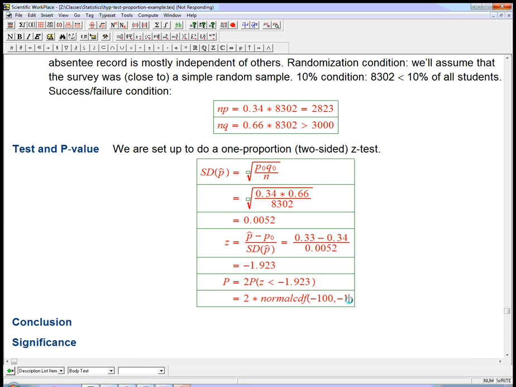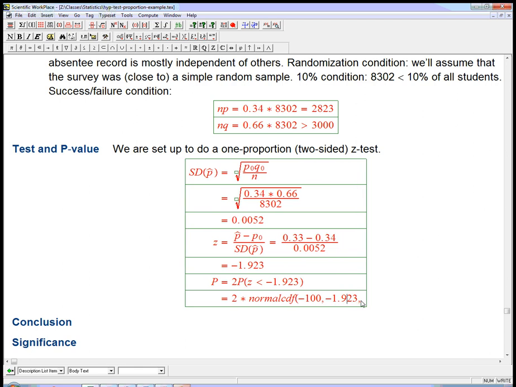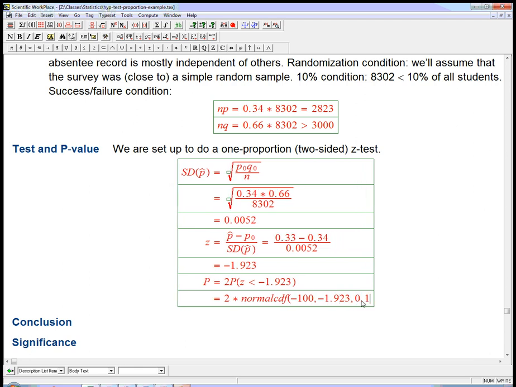And for some reason, the computer's hanging on me. So that's the normal CDF calculation we're going to do. And it's really annoying that the computer is messing up on me. Okay, there we go. 0 and 1.